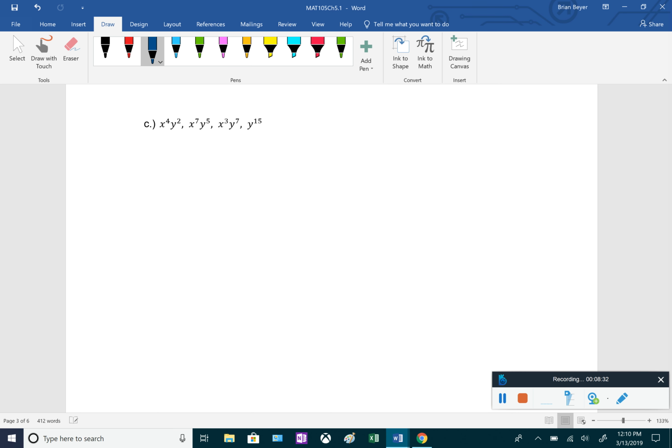Last one here, we have x to the 4th y squared, x to the 7th y to the 5th, x cubed y to the 7th, and y to the 15th. So the GCF here, we take it one factor at a time. So looking at the x, that last term, y to the 15th, there's no x factor in there, so that's not going to be part of our GCF. So looking at the y factor, it's going to be the smallest exponent, which is the 2. So our GCF is just going to be y squared. So since an x was not a factor of the last term, it cannot be part of our GCF.